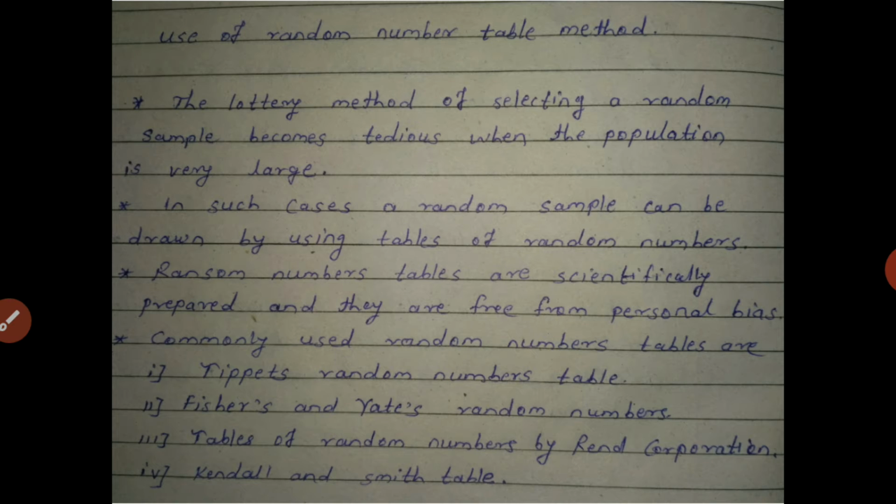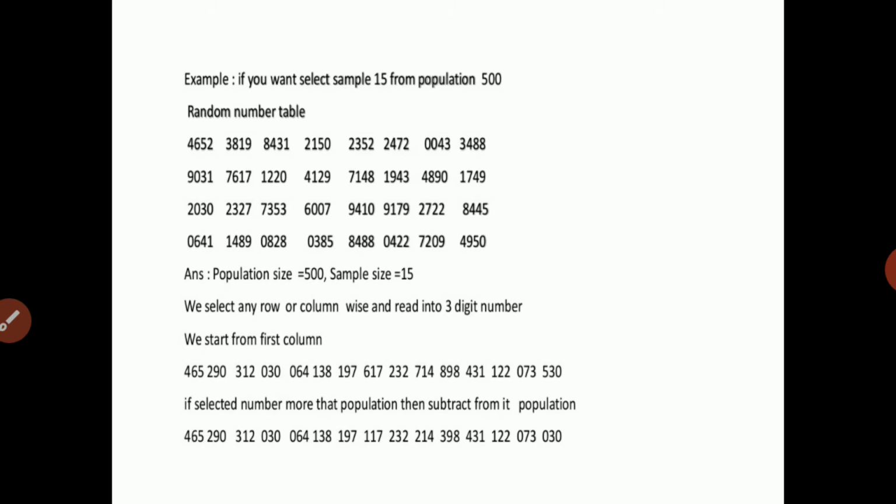There are different random number tables. These are Tippett's random number table, then Fisher and Yates random numbers, then tables of random numbers by Rand Corporation, and the last one is the Kendall and Smith table. We are not going to discuss these in detail. We are just going to see one example of a random number table.